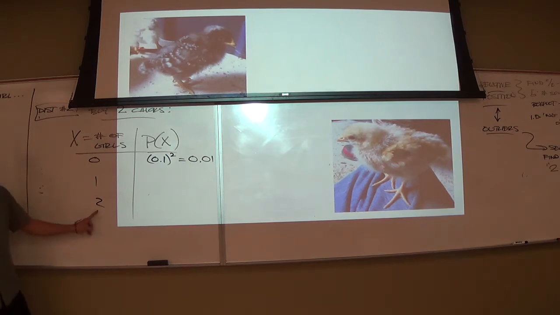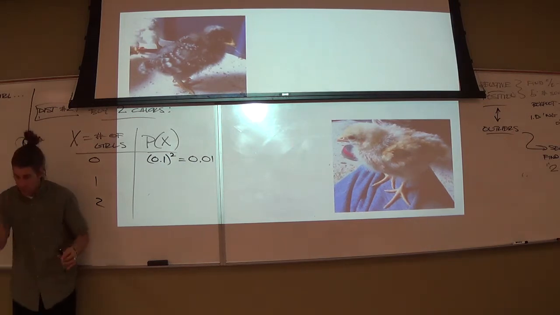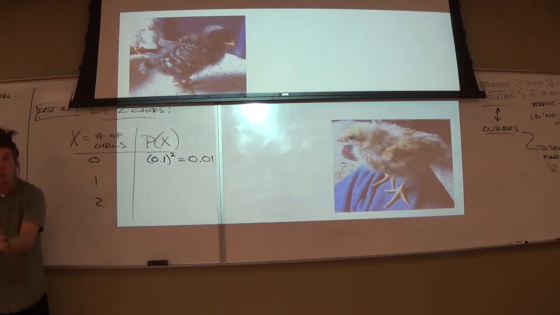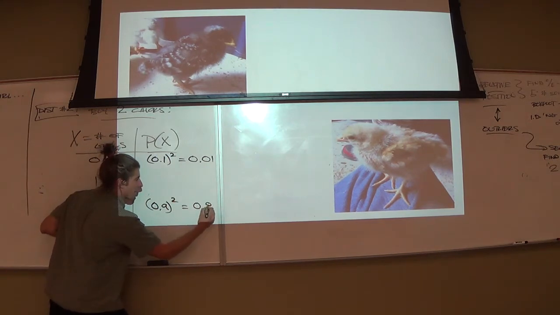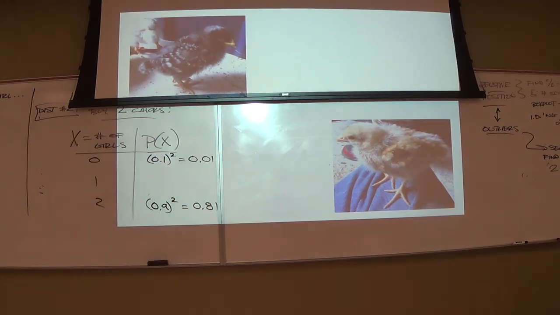So what's the chance? Well, let's ask ourselves. Max goes into the bin, grabs a chick. What's the chance it's a girl? 90%. Now he goes back in. What's the chance this one's a girl? So what's the chance they're both girls? 81%, which is 0.9 squared. Then you just add. Good.